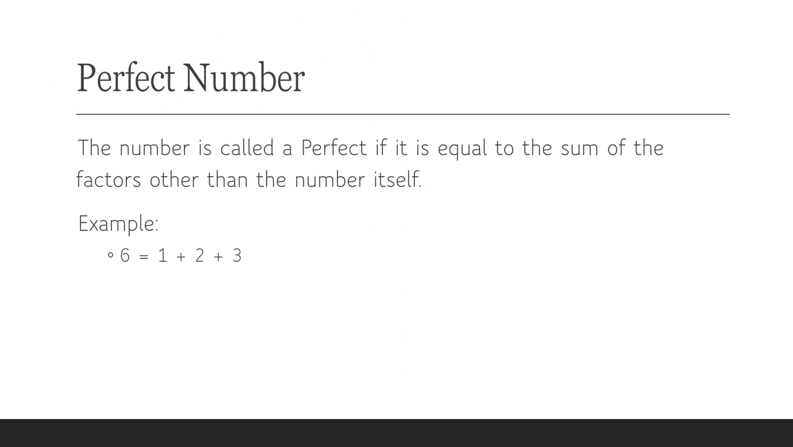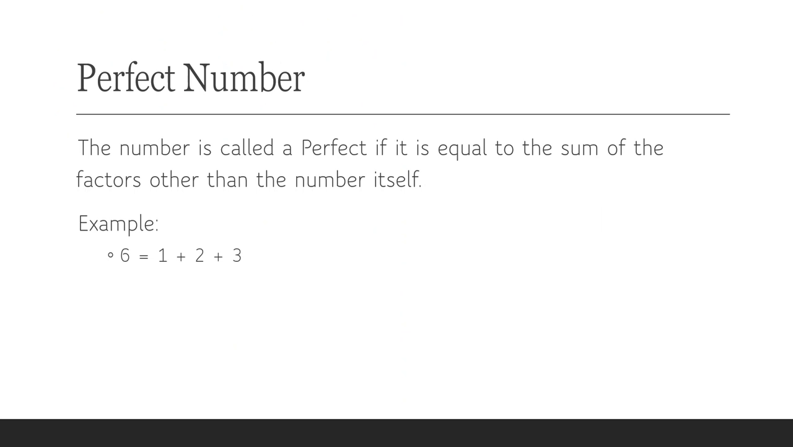Say, for example, 6 is the number. It is divisible by 1, so it is a factor. It is divisible by 2, so it is also a factor. It is divisible by 3, so it is also a factor. It is not divisible by 4 and 5, because you cannot include 6. You are going to divide till 5. So 1, 2 and 3 are the factors of the number.